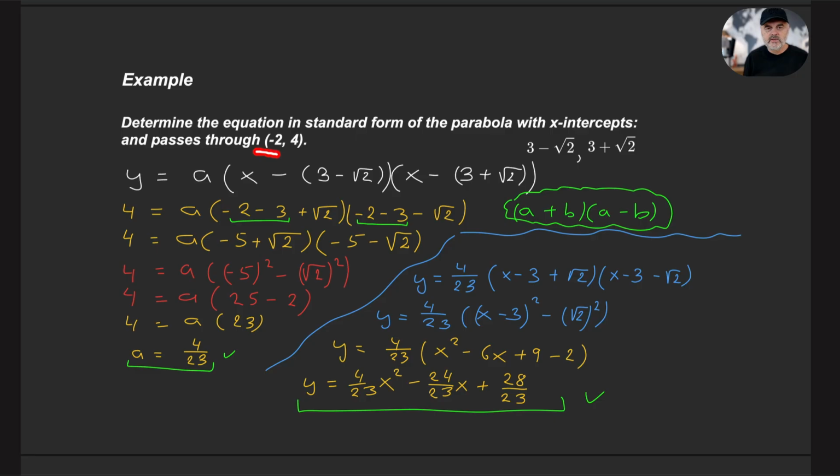Now, x is equal to negative 2, so we will replace x with negative 2 in this bracket and in this bracket. When x is equal to negative 2, this is the given point, y is equal to 4. So this is why you see this equation where the left side is equal to 4. And then you have negative 2 minus 3 plus square root 2, multiplied by negative 2 minus 3 minus square root 2.